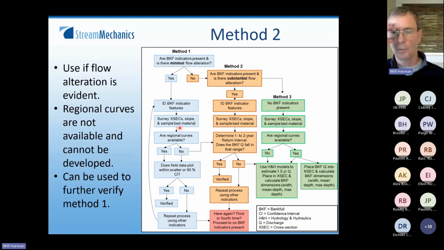All right, so I'm going to kind of walk through method 2 a little bit more, kind of give you an example. So again, you're going to use this if flow alteration is evident. Regional curves might not be available. And you can also use it to further verify method 1. So for example, let's say we get here and the point falls within that scatter. You could also do a flood frequency analysis to confirm that the discharge is also between that 1 and 2 year return interval.